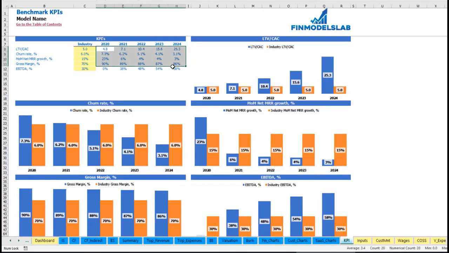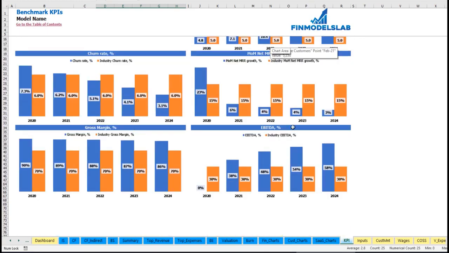All the values calculated by the model using the assumptions you input you may see in here, the values by years, and the same information you may see on the charts, which is LTV to CAC, churn ratio, month-over-month MRR growth, gross margin, and EBITDA.